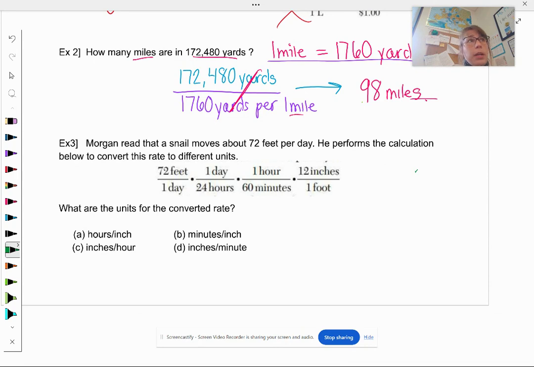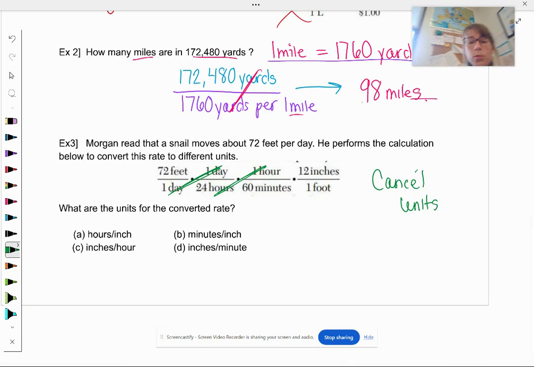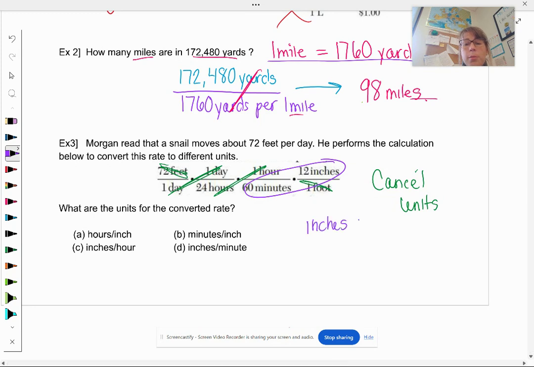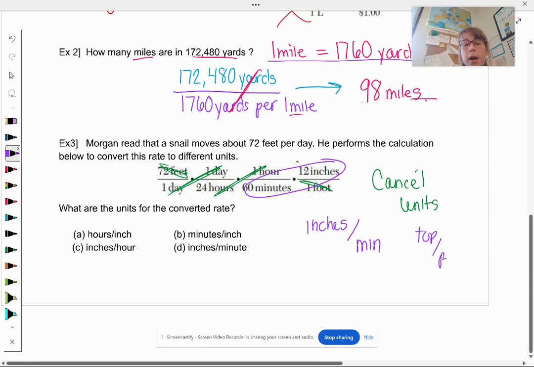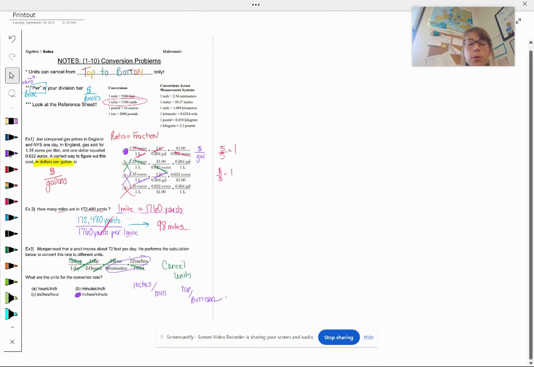Okay, so this one, again, cancel your units. The days cancel, my hours cancel. Ooh, feet cancel. That was a tricky one there. And what I have left with is inches over minutes. So how many inches per minute? Again, top over bottom, leaving you with inches over minutes for your final answer. So again, canceling.